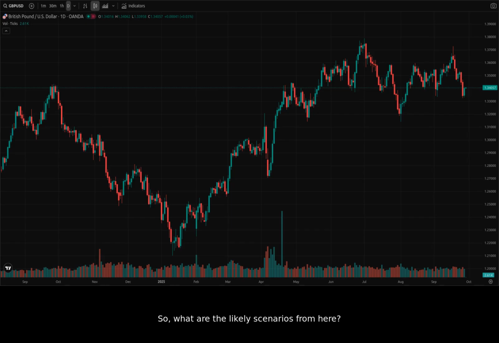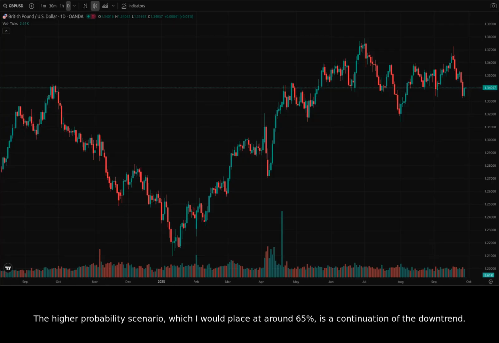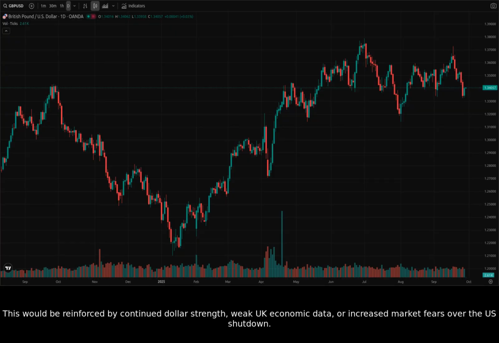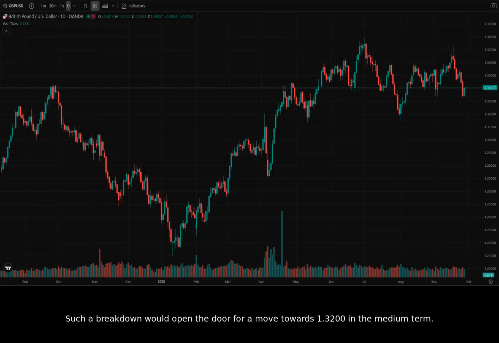So, what are the likely scenarios from here? The higher probability scenario, which I would place at around 65%, is a continuation of the downtrend. A break and close below the 1.3330 support level would confirm this. This would be reinforced by continued dollar strength, weak UK economic data, or increased market fears over the US shutdown. Such a breakdown would open the door for a move towards 1.3200 in the medium term.